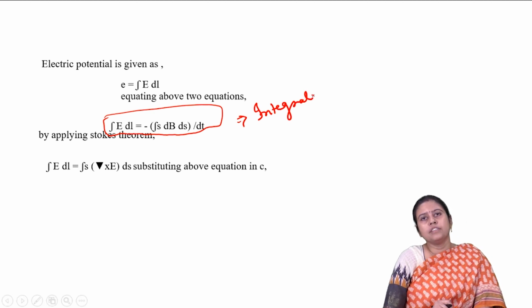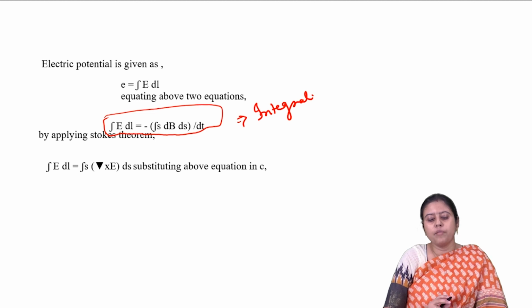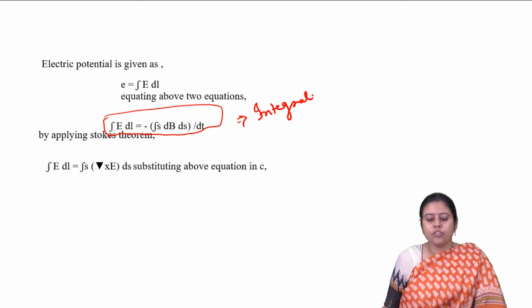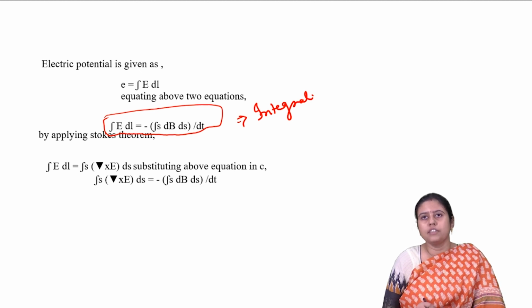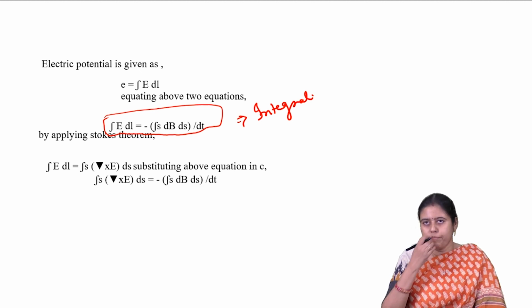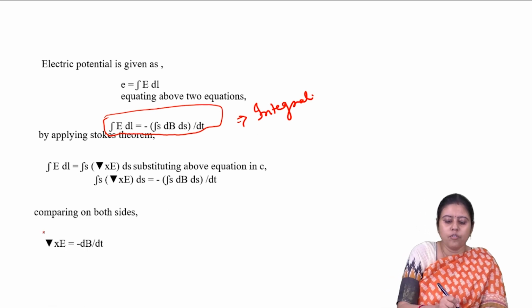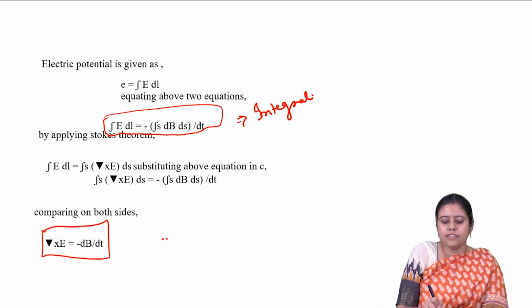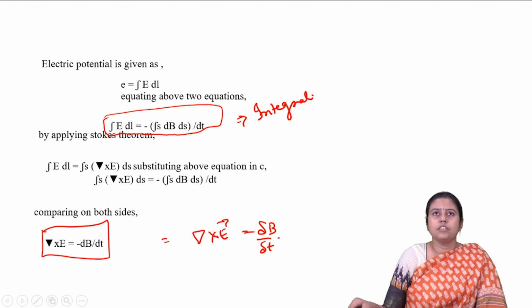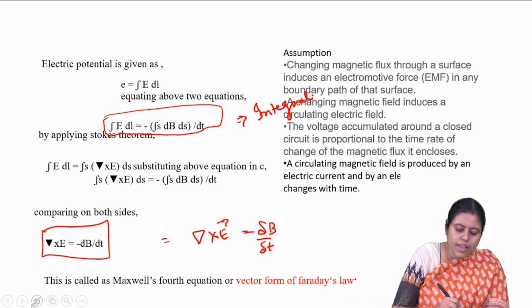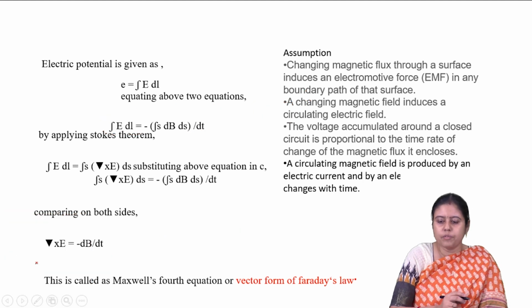Now if we apply the Stokes theorem, we will get the integration of E dl is equal to the integral of grad cross E. So grad cross E is equal to the integration of dB by dt. So ds will be cancelled out from each side, and we will get grad cross E is equal to minus del B by del t. So this is another important question, and here we also have some assumptions.